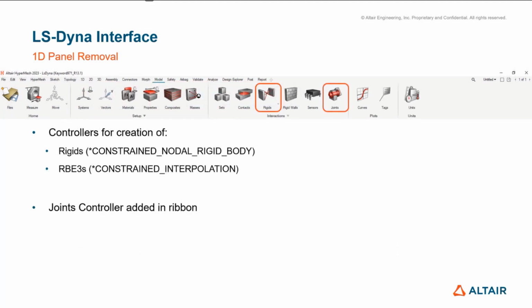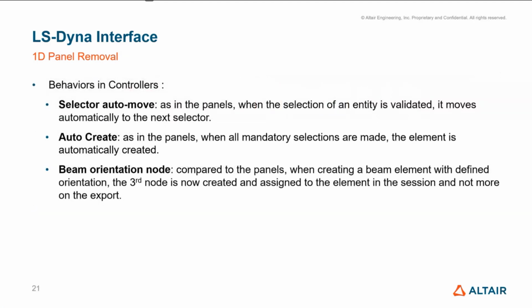And of course, rigids and RB3s are accessible also here from the ribbon, so the new controllers. And the joint controller, if I remember, was already implemented in version 2022.2 or .3. Sorry, I don't remember exactly, but the tool was already there. It's now just accessible directly from the ribbon with the icon that you can see here. And in terms of behaviors, just to recall that it works exactly as I have exposed previously for Radioss.